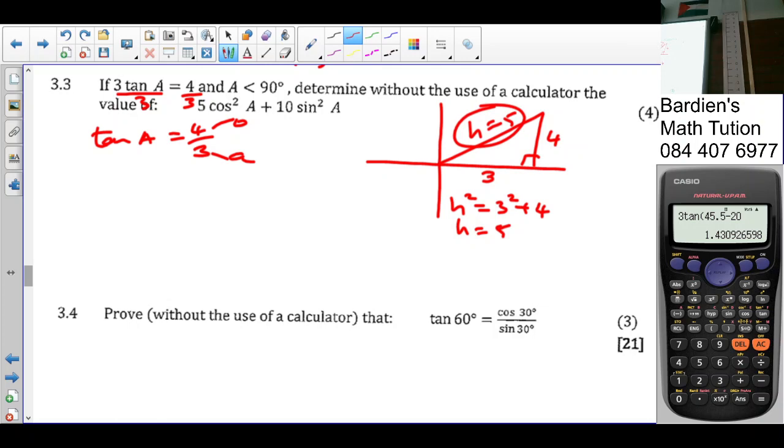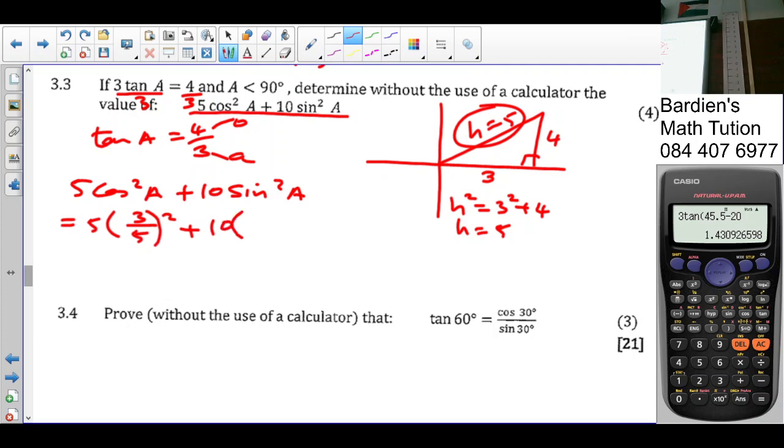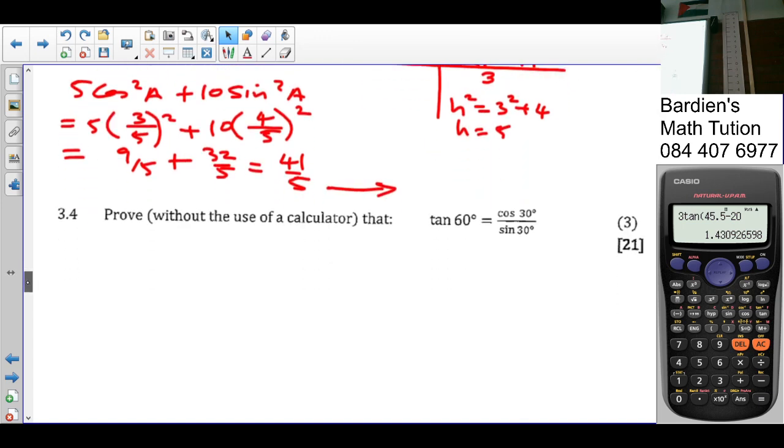25, that would be wrong. The question was to calculate the value of 5 cos squared A plus 10 sine squared A. So that will be 5 times cos, which is adjacent over hypotenuse, squared, plus 10 times sine, which is opposite relative to this angle A, which is 4 over 5, squared. So that's going to give you 9 over 5 plus 32 over 5, which is 41 over 5.